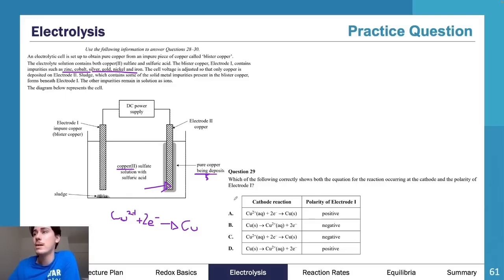So when there's pure copper being deposited, I know that my cathode is going to have to be this, because this is a reduction equation. So therefore, my cathode has to be A or C. So B and D are gone. Straight away, B and D are gone. So then it's either positive or negative. Well, if I know that this is my cathode, and therefore I know this is electrolysis, so this needs to be negative, therefore this side has to be the anode and has to be positive. So therefore electrode 1 is positive, and your answer here is A. And that's a simple way of going through that question.